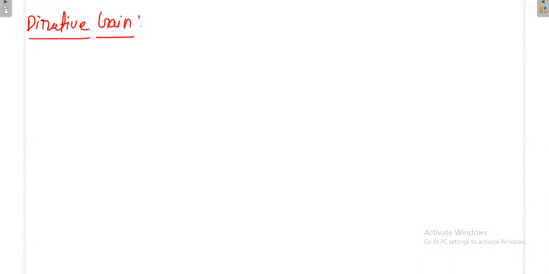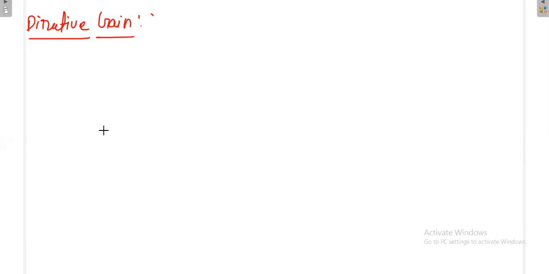Okay, directive gain. Directive gain is the same as the gain of the antenna. Now we have already defined that antenna is a passive device. Passive device means what? It cannot provide gain.